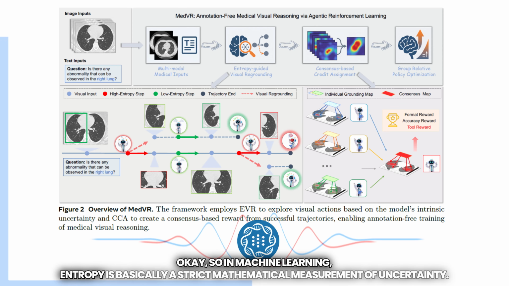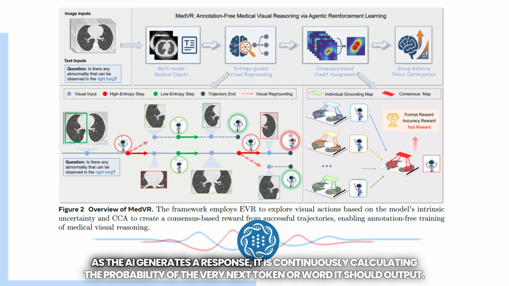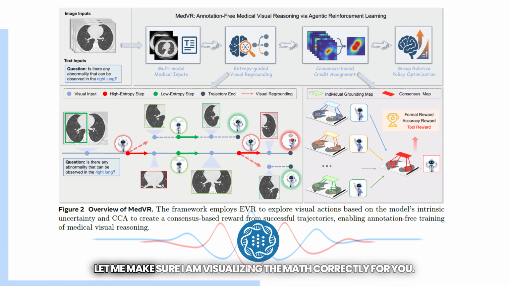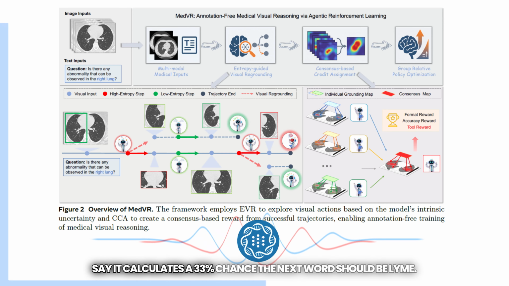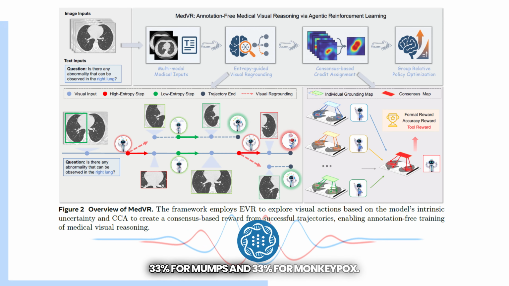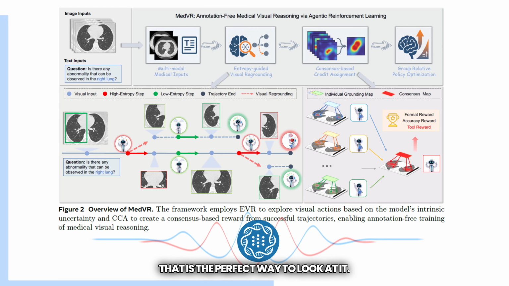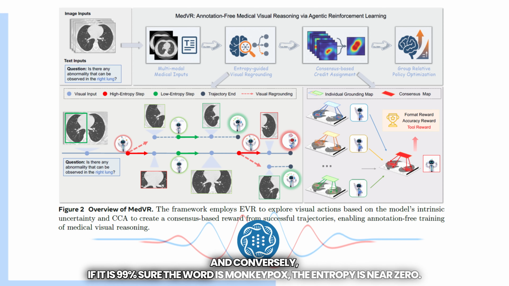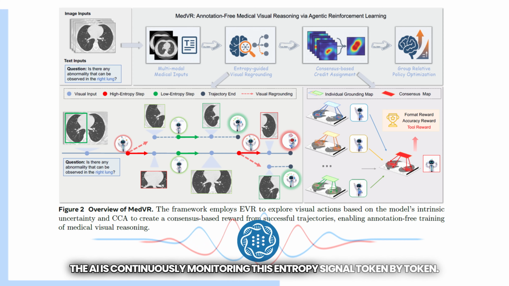Okay, so in machine learning, entropy is basically a strict mathematical measurement of uncertainty. As the AI generates a response, it is continuously calculating the probability of the very next token or word it should output. Let me make sure I'm visualizing the math correctly for you listening. If the AI looks at a skin rash and its internal probability is split evenly, say it calculates a 33% chance the next word should be Lyme, 33% for mumps, and 33% for monkeypox. Right, a totally flat distribution. That broad flat distribution means its entropy is extremely high. It is mathematically confused. That is the perfect way to look at it. And conversely, if it is 99% sure the word is monkeypox, the entropy is near zero. Because it's confident. Exactly. The AI is continuously monitoring this entropy signal, token by token.